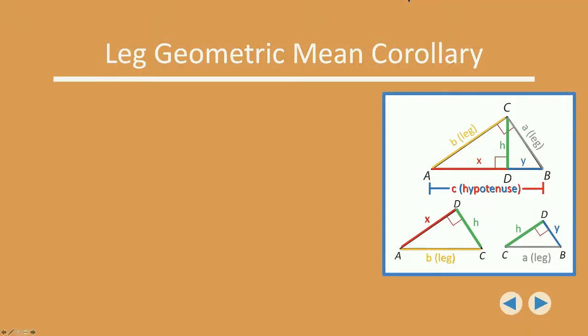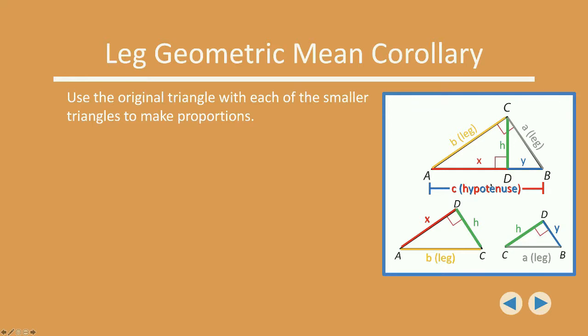All right, our next theorem has to do with the legs. When we talk about the legs, we're talking about the legs of the original triangle. In this case, we need to look at two different things. We're going to use the original triangle with each of the smaller triangles to make proportions. Let's first start with using the left triangle over here.